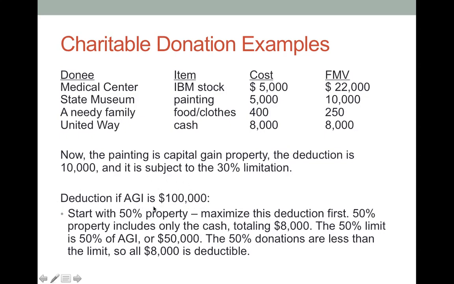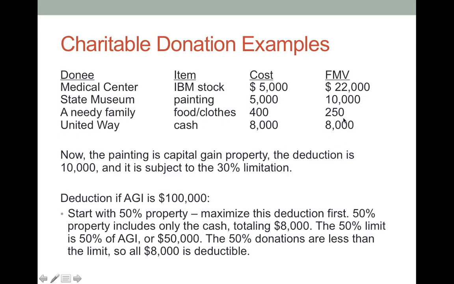We're going to go back to assuming our AGI is $100,000. Now we have one 50% donation, cash of $8,000, and we have two 30% donations, stock and painting, with a fair market value of $32,000. Okay, so again, we're going to start with our 50% property. We want to maximize this deduction first.